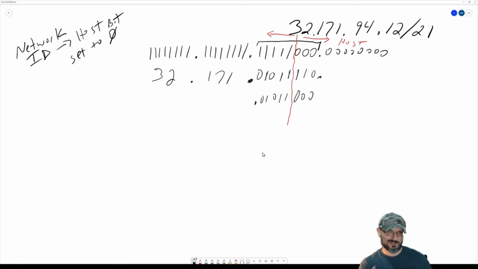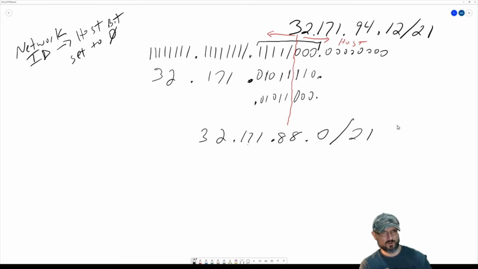So what does that mean? Well, let's figure that out. 64 plus 16 is going to be 80, plus 8. Guess what? We got 88. And this is all zeros because all the host bits have to stay 0. So the answer for the network ID is 32.171.88.0/21. That /21 is important, put that in there.